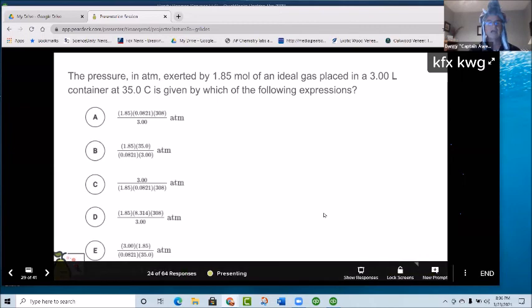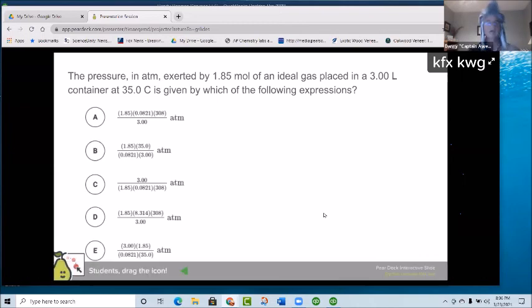And y'all can just drag the icon wherever you think it should go. So which one do you think is the right answer to find the pressure when you solve PV equals nRT for P?